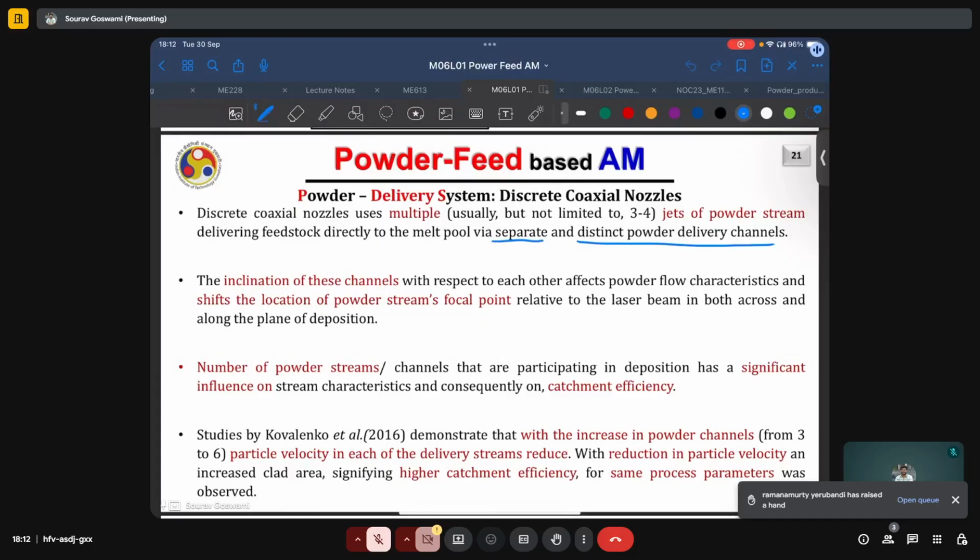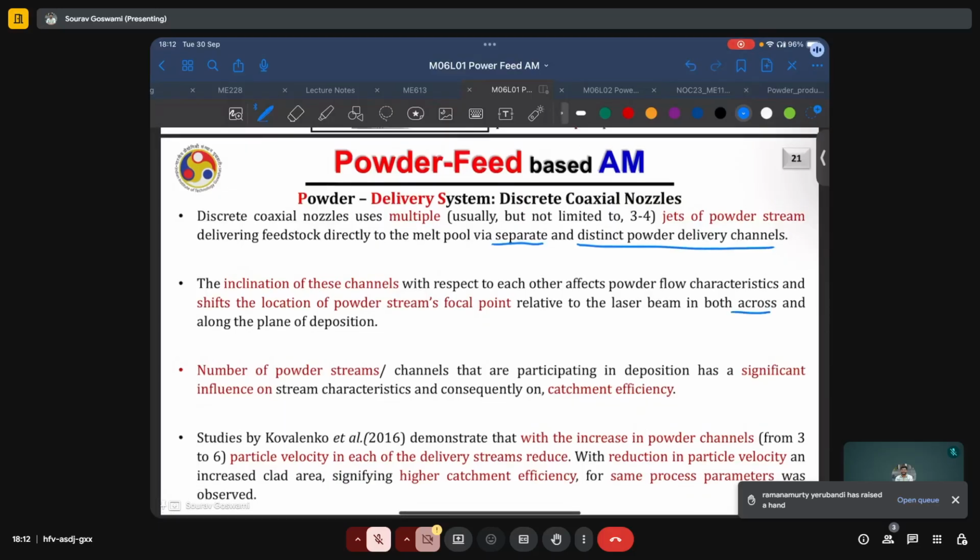Now, discrete coaxial nozzles that are typically used in powder feed based AM processes use multiple, such as 3 to 4 jets of powder stream, delivering feedstock directly to the melt pool via separate and distinct powder delivery channels. The inclination of these channels with respect to each other affects powder flow characteristics and shifts the location of a powder stream's focal point relative to a laser beam, both across and along the plane of deposition.